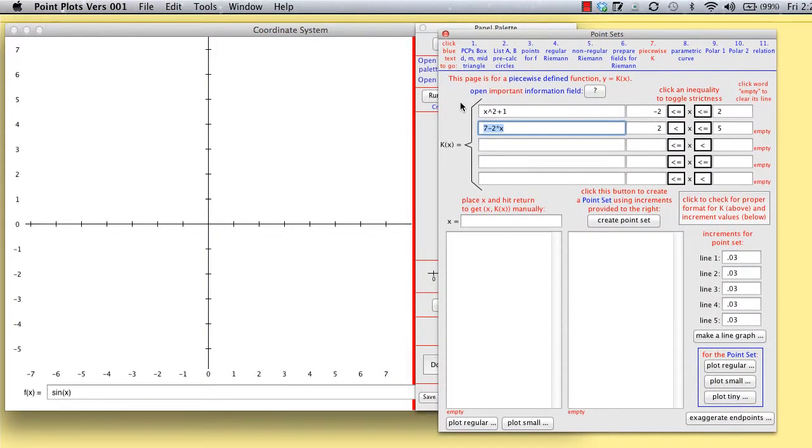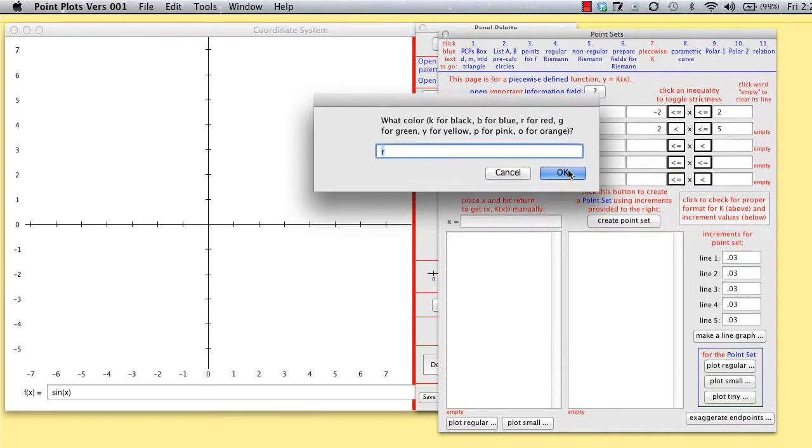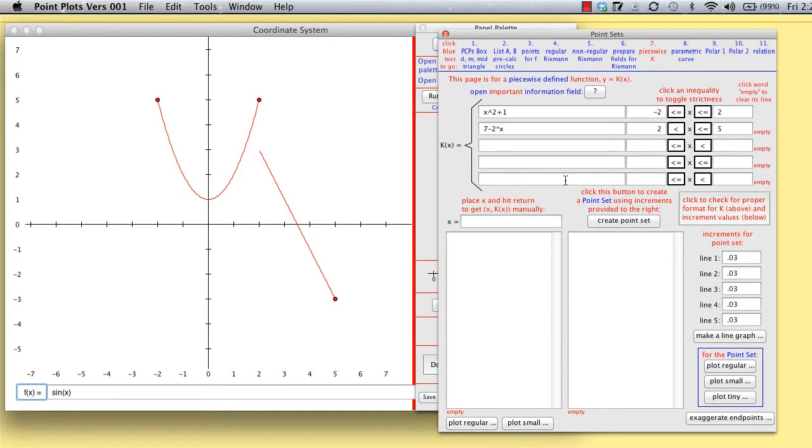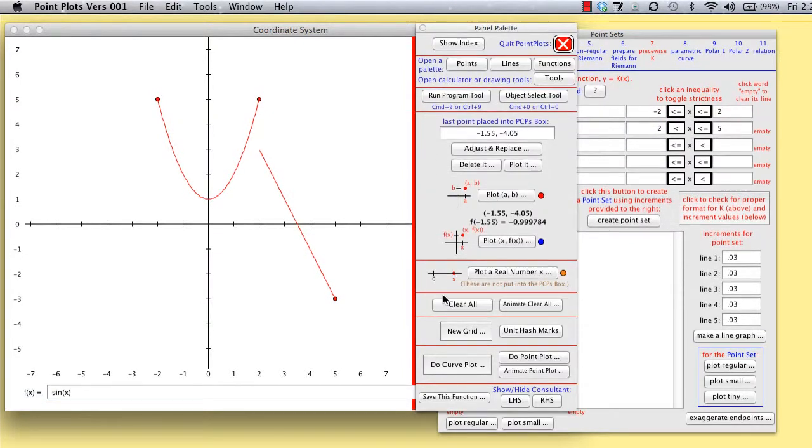So, we do a line graph for this function, and then we exaggerate the endpoints to give us the graph that you see here. Now, the purpose of the left-hand side consultant is to study the limit of this function as x approaches 2 from the left. Therefore, we now place our consultant into position to perform this important task.